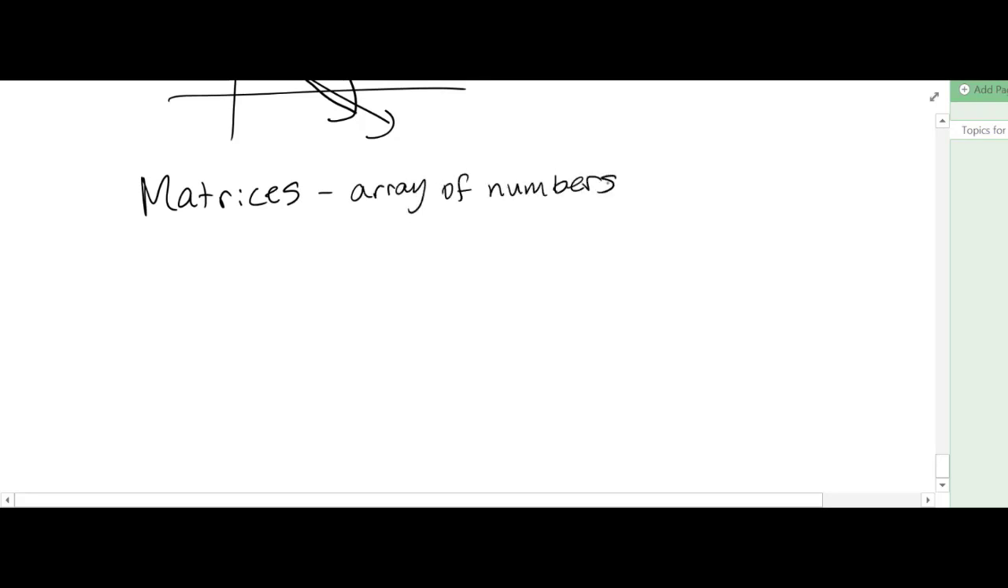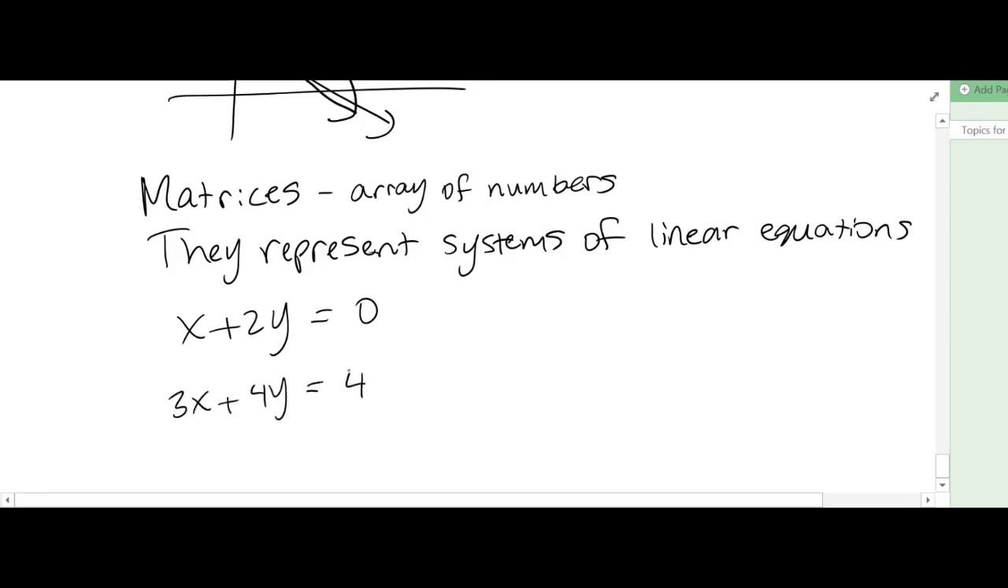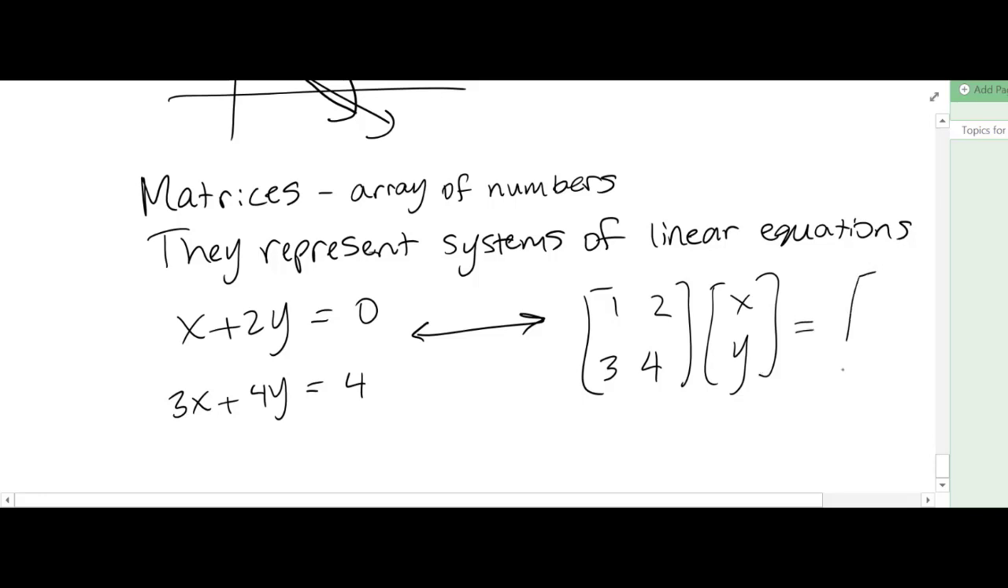One important thing about them is that they represent systems of linear equations. So, for example, say we have some system of equations. You can write it as a matrix equation just by taking the coefficients of the x and the y's and putting them into a matrix.